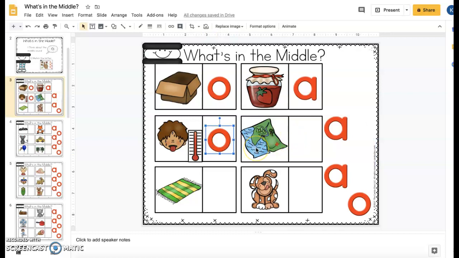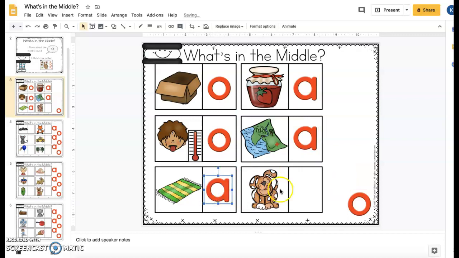This is a picture of a map. M-ap. M-ap is map, and that is an A in the middle. This is a picture of a mat. So this one is at. At, and that has an A in the middle because you hear the ah sound.